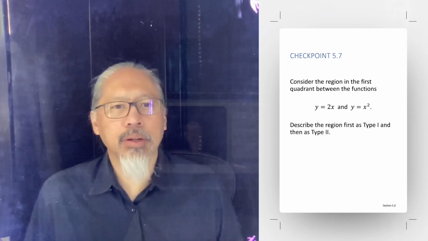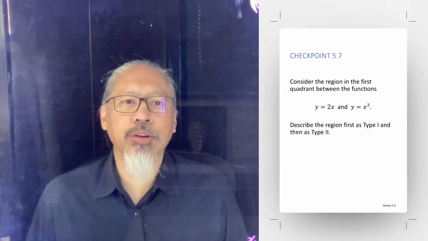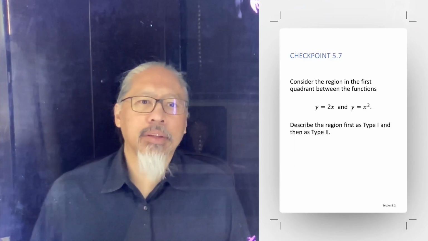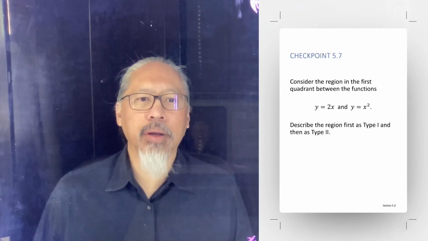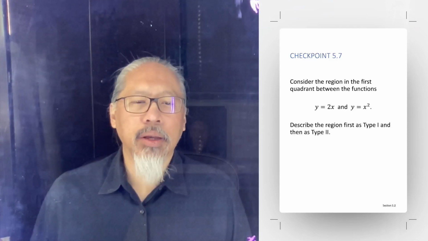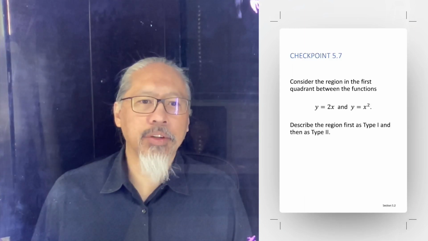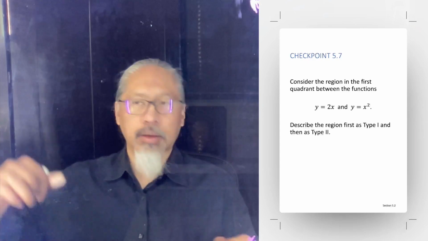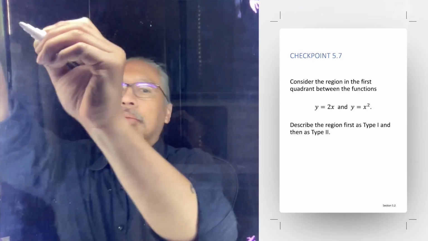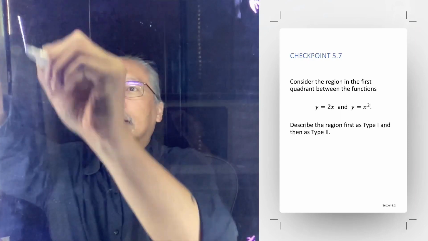In this video we'll cover checkpoint 5.7. They want us to consider the region in the first quadrant between the two functions y is equal to 2x and y is equal to x squared. And then they want us to describe the region first as a type 1 region and then as a type 2 region. So it would be really good to be able to draw this out.